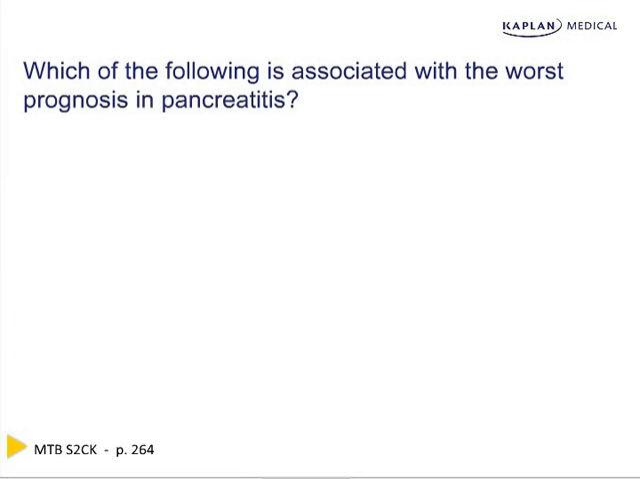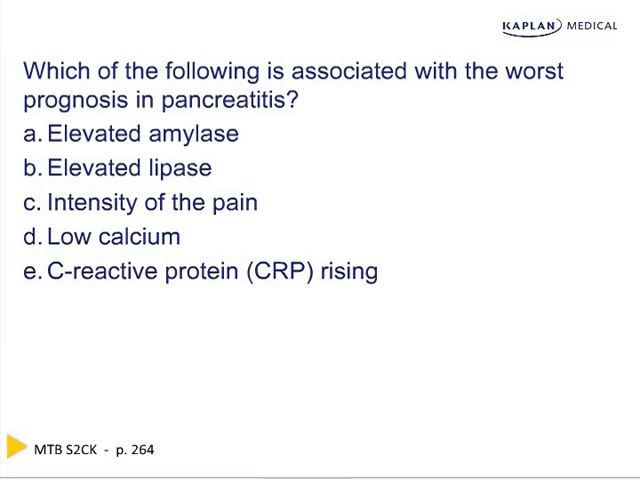Which of the following is associated with the worst prognosis in pancreatitis? Is it an elevated amylase, an elevated lipase, the intensity of the pain, low calcium, or C-reactive protein that's rising? If you chose D, low calcium, you are correct. Severe pancreatic damage decreases lipase production and release, leading to fat malabsorption in the gut. Calcium then binds with the fat, called saponification, in the bowel, leading to calcium malabsorption.